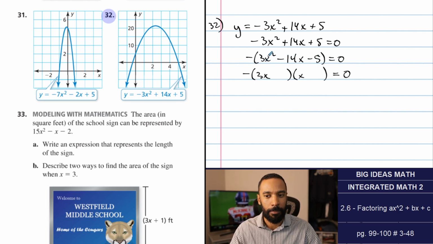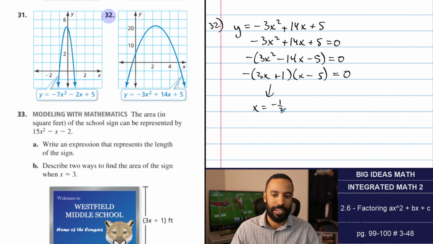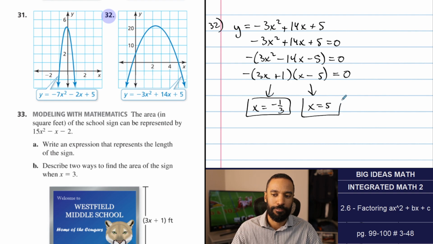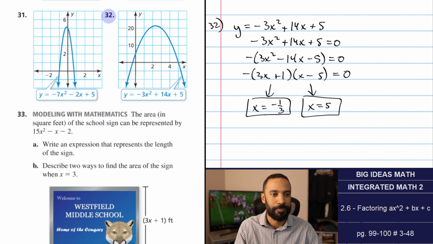Notice how 14 is a big number. I like to multiply 3 with 5 if possible. So 5 and 1 like that. I need 14 to be negative, so I'd like negative 15 plus 1, like that. So subtract 1, divide by 3, x would be negative 1/3, or add 5 to both sides, x would equal 5. Do those look like our intercepts? That looks like an x-intercept of 5, negative 1/3, I believe it, and there it is.